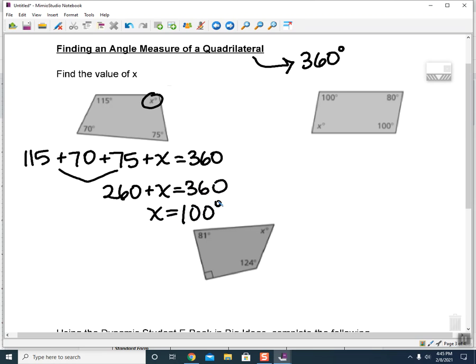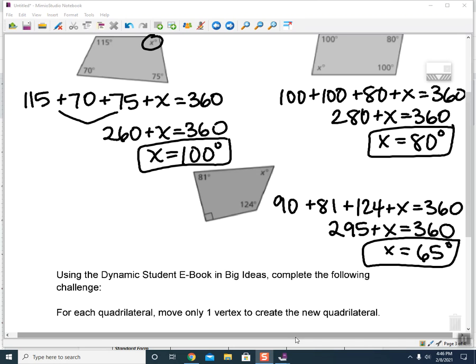Okay? I want you to go ahead and do the next 2 on your own, and then you can check your answers when you're done. Okay, so for the second one, you should have gotten that x equals 80. The last one, you should have gotten x equals 65 degrees. All you're doing there is adding up all the angle measurements, and it should add up to 360.